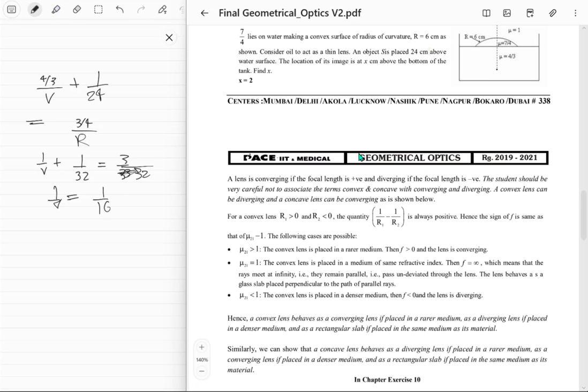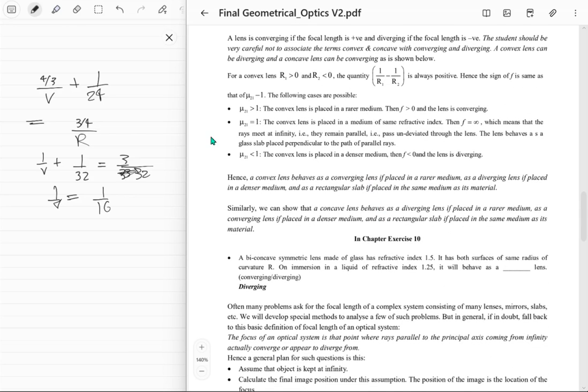Yes. Okay, once again, another advice from them. A lens is converging if the focal length is positive, diverging if the focal length is negative. The student should be very careful not to associate the terms convex and concave with this. If your index is actually lower than air, then your concave lens becomes converging, which is, yeah, right. A convex lens can be diverging, and so this is not an exercise. In fact, we don't need all this condition, right?